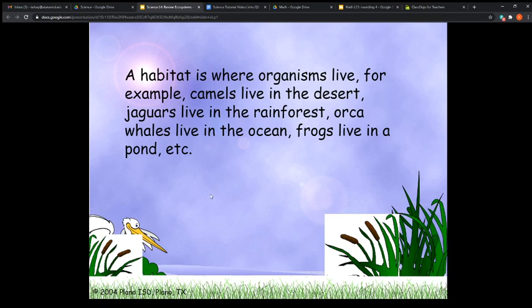A habitat is where organisms live. For example, camels live in the desert, jaguars live in the rainforest, orca whales live in the ocean, and frogs live in a pond.